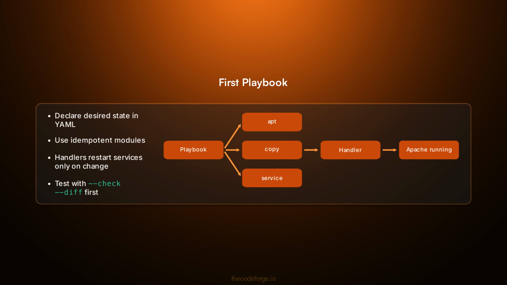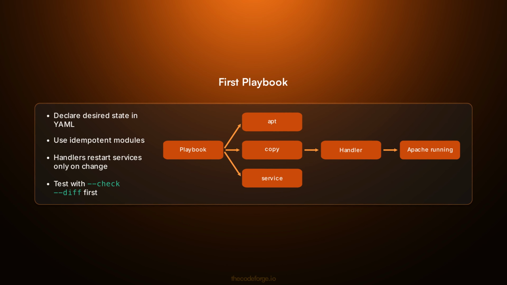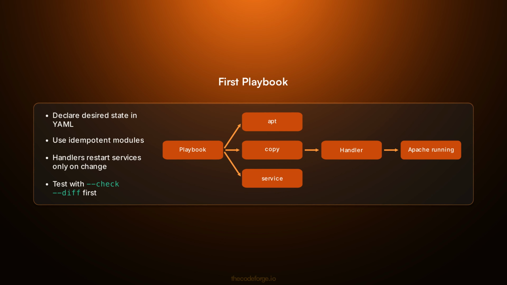A playbook declares desired state. This first playbook installs Apache, creates an index.html, deploys a virtualhost config and ensures Apache is running. The handler restarts Apache only when the config changes. That's idempotency. Always run with --check --diff before the first real run to see what would change.